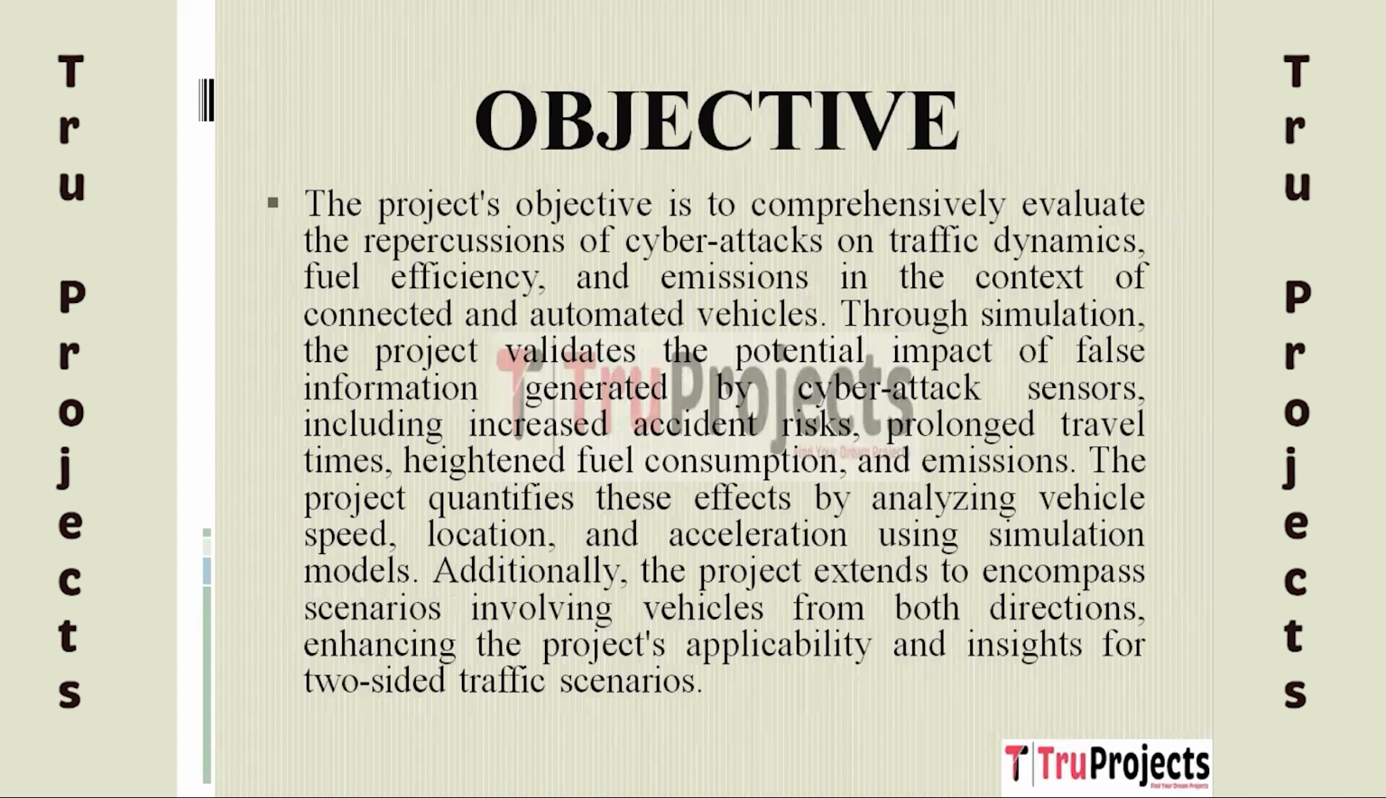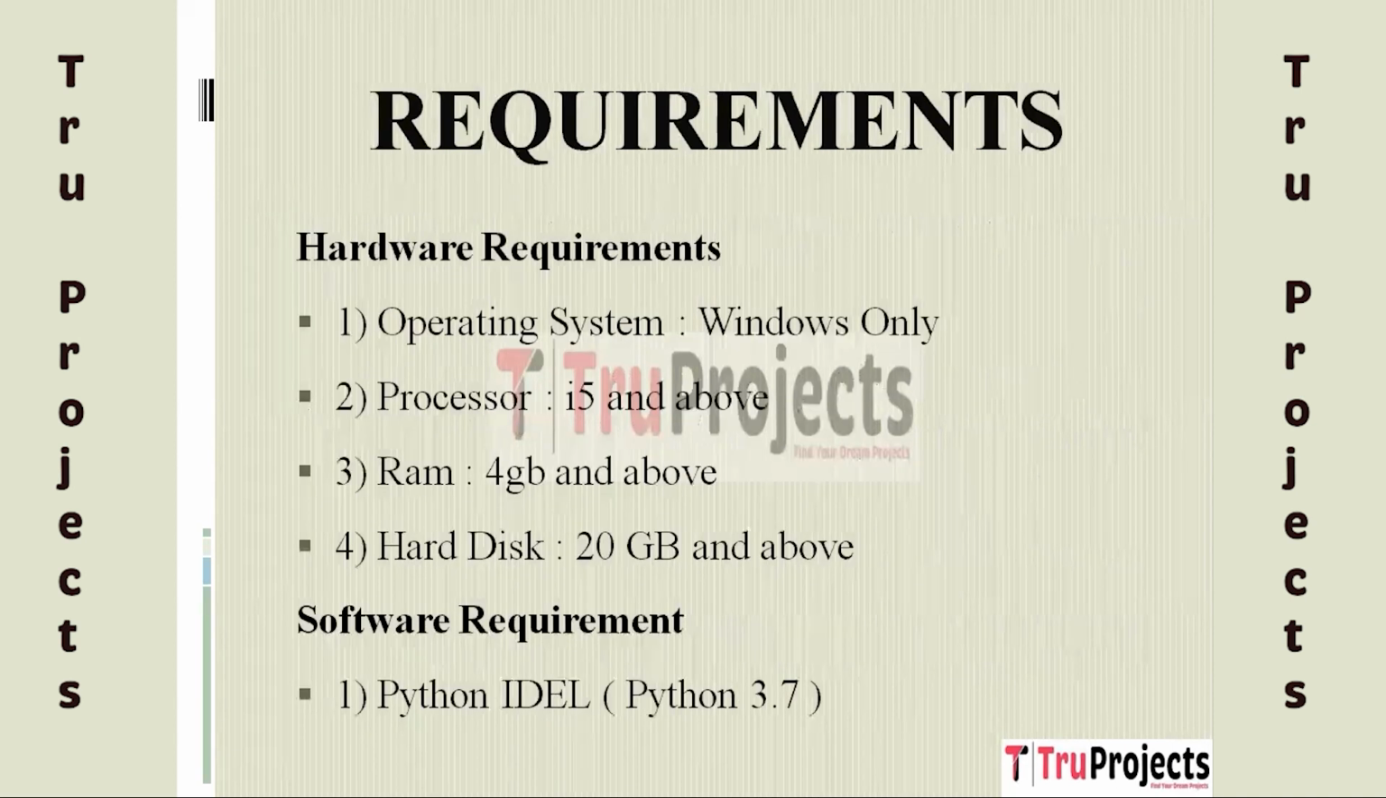Objective of the project. The project aims to assess the impact of cyber attacks on traffic dynamics, fuel efficiency and emissions in connected and automated vehicles. It validates false information generated by cyber attack sensors, resulting in increased accident risks, travel times, fuel consumption and emissions. The project quantifies these effects by analyzing vehicle speed, location and acceleration using simulation models. It also covers two-sided traffic scenarios, enhancing its applicability and insights.